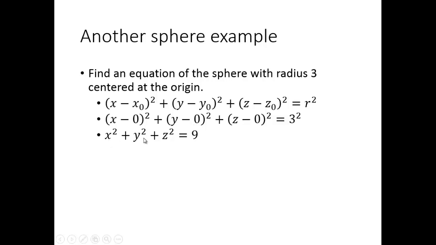When you put this together, x minus 0 is just x, so you get x squared. Y minus 0 is y, so we get y squared. Z minus 0 is z, so you get z squared. And your equation is x squared plus y squared plus z squared equals 9. This is a nice thing to recognize: when you see x squared plus y squared plus z squared equals some number, that is the equation of a sphere.